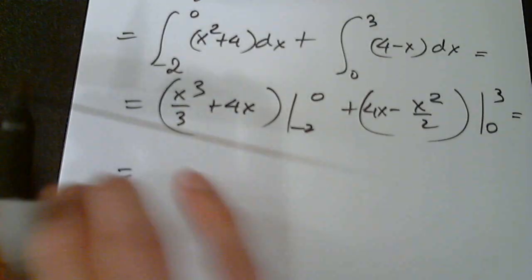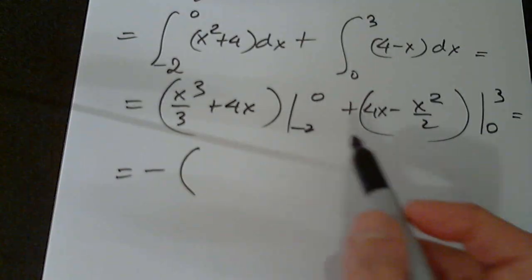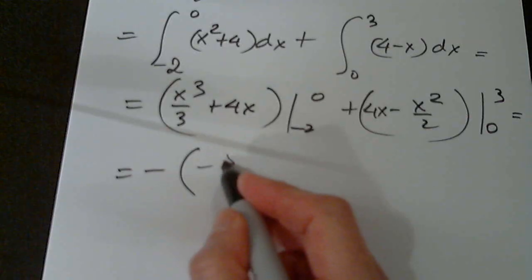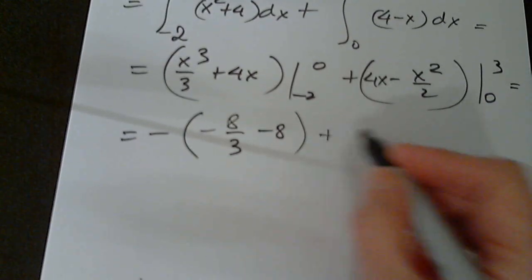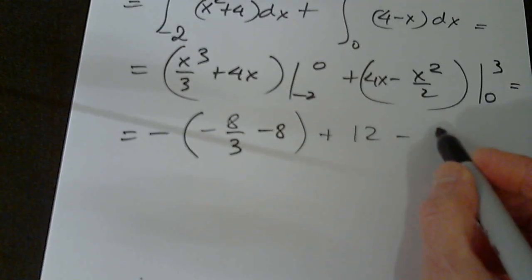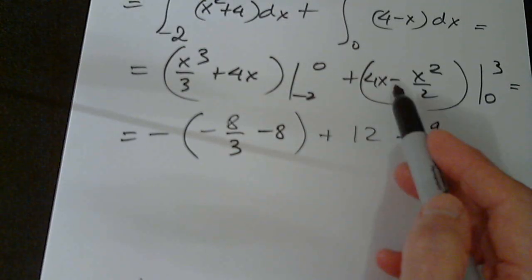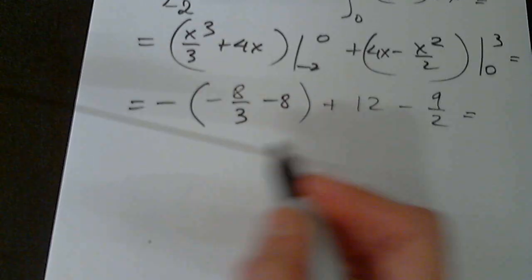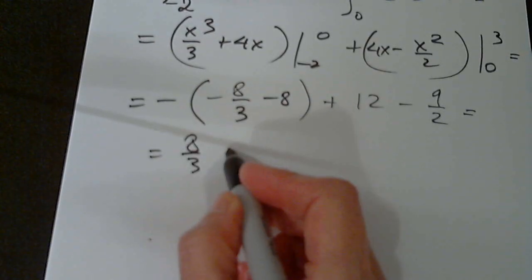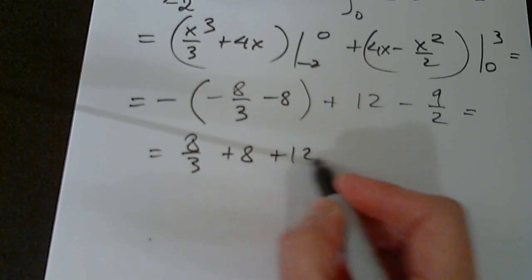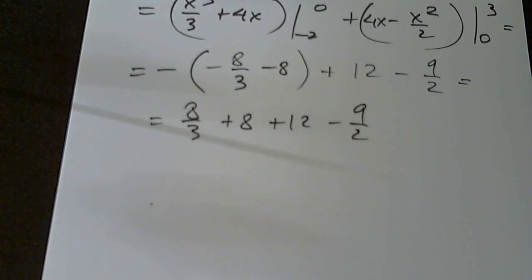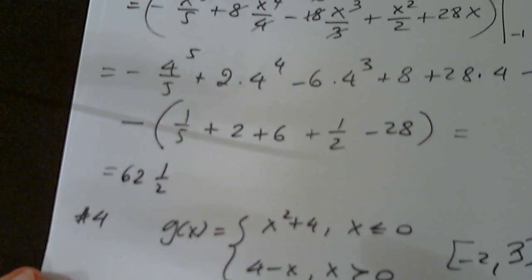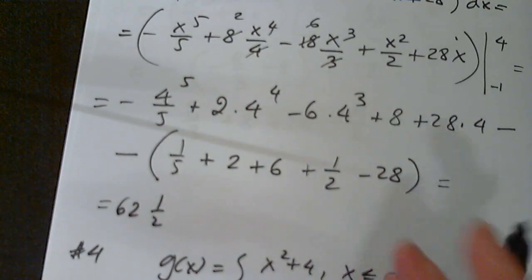So when I plug in 0, wonderful, everything is 0. Minus, when I plug in negative 2, negative 8/3 minus 8. And plus, when I plug in 3, 12 minus 9/2. Because when I plug in 0 is all 0. So this is 8/3 plus 8 plus 12 minus 9/2. Now, 4 numbers is not difficult to add, and it's not going to take a long time. But these may.